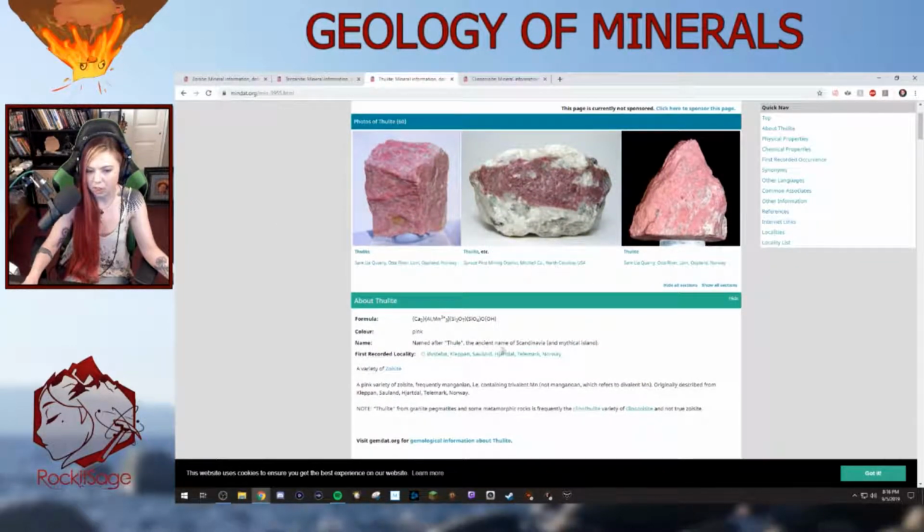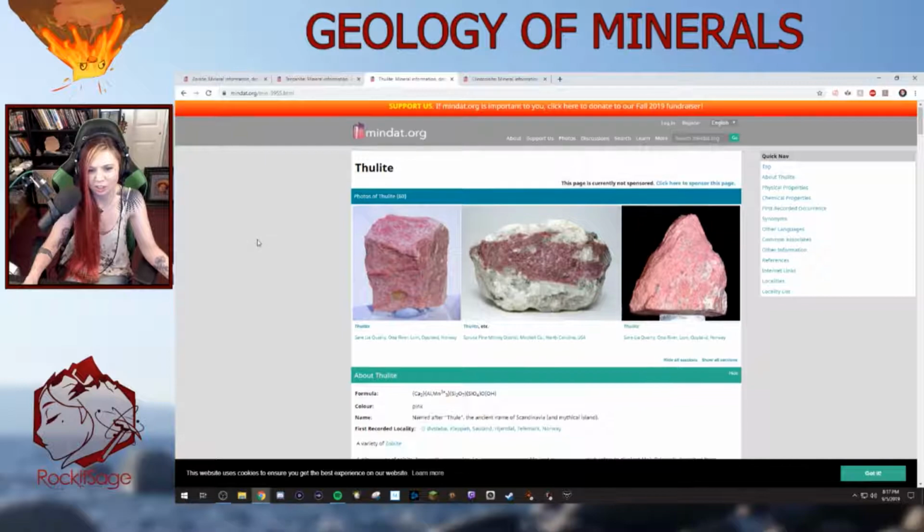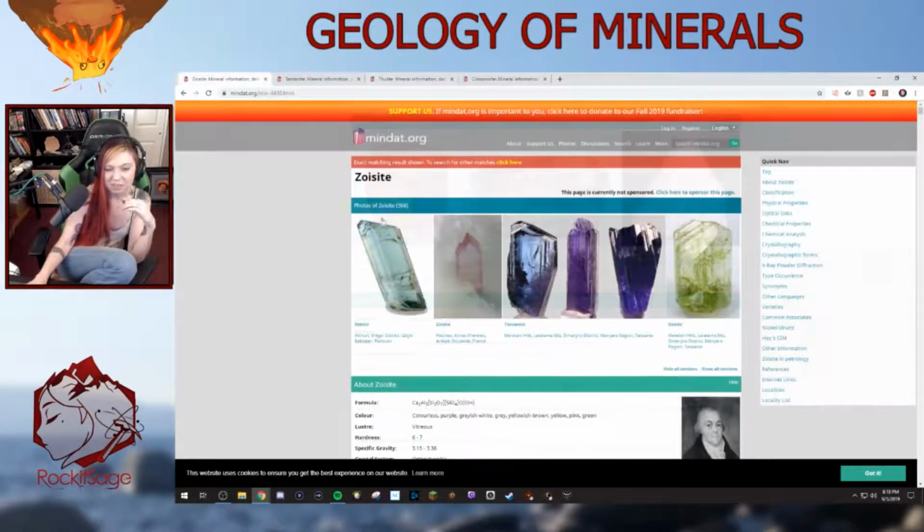Named after Thule, the ancient name of Scandinavia. Really? This is named after the ancient name of Scandinavia? Usually the names are directly applicable because of some way the mineral looks. So that is so strange. It has aluminium. It has a lot of stuff. Thule is the north wasteland in Latin? Really? Okay, so the original minerals.